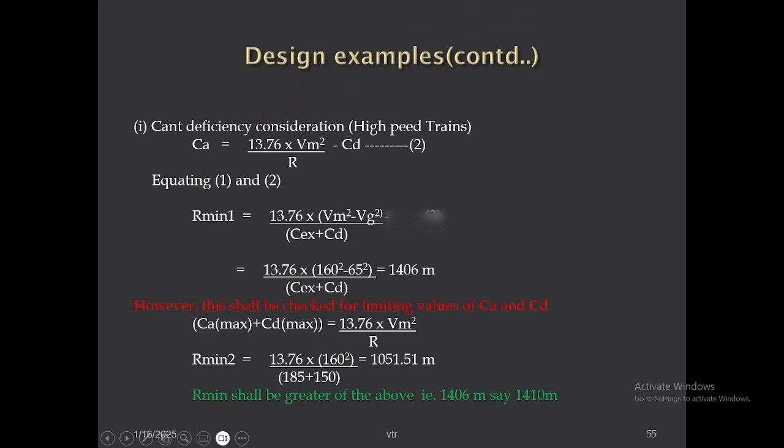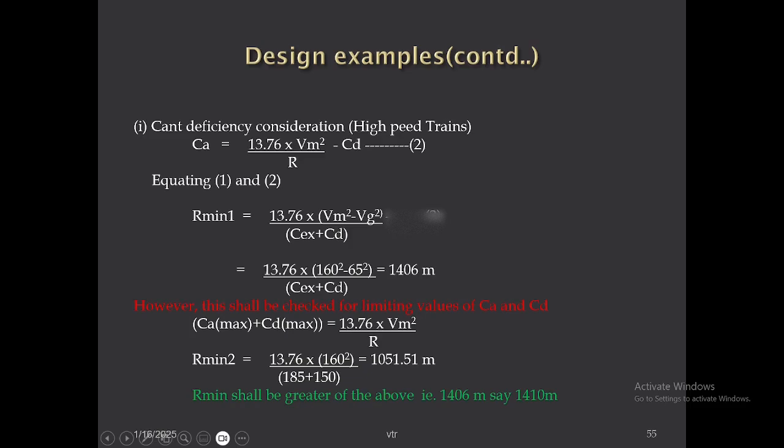And coming to the cant deficiency constraint for high speed trains, again the actual cant equals the equilibrium cant minus the cant deficiency. What is equilibrium cant? This we have already discussed, that is G V squared by 127 R. That formula only we have reduced. In the case of BG, gauge 1750 everything, adding it and multiplying with that, we are getting this one.